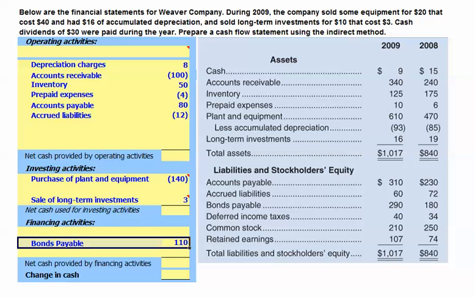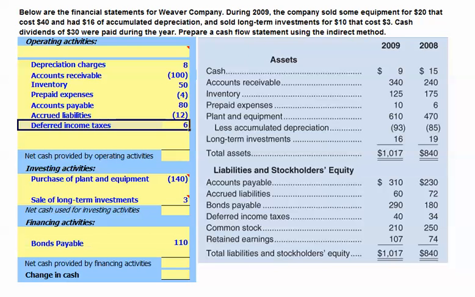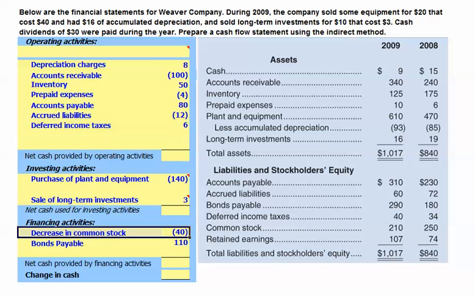Deferred income taxes relates to operating activities and will show up in our cash flow statement as a $6 source of cash. Our common stock during the year decreased from $250 to $210. This $40 decrease will show up in our financing section as a use of cash.